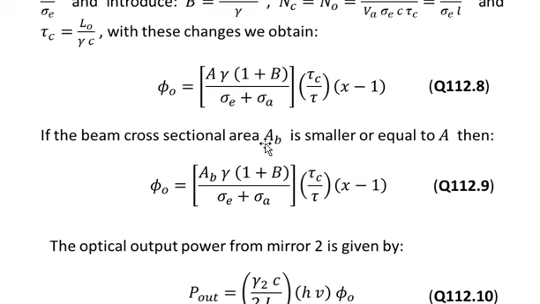If the beam cross-sectional area AB is smaller than or equal to A, then we can write phi naught is equal to AB. Here we are replacing A, the cross-sectional area of the active medium rod, by the value of AB, the cross-sectional area of the beam. So AB times gamma times (1 plus B divided by sigma E plus sigma A), multiplied by a parenthesis containing tau C over tau, and multiplied by another parenthesis containing x minus 1.